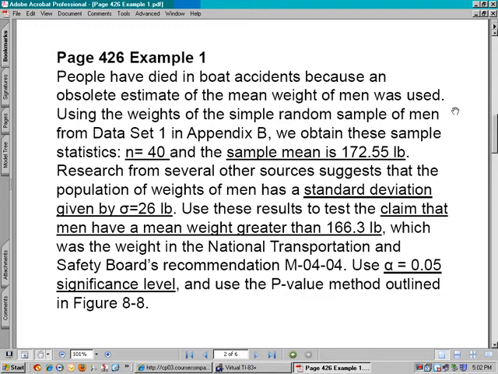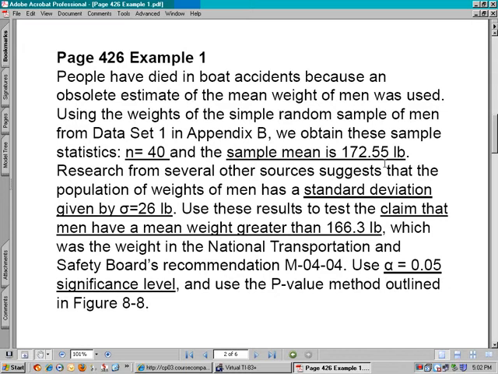And you can actually take the values at the back of the textbook, plug those into your calculator, and find the sample statistics that they're listing here. But we're just going to use the statistics for our example today, instead of using the data points. Notice there was a total of 40 points that they used, and the sample mean weight of the men in the sample of 40 was 172.55 pounds.